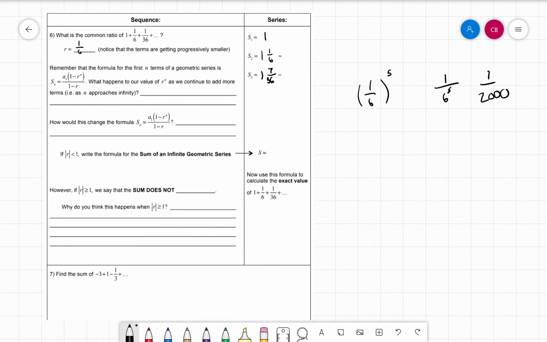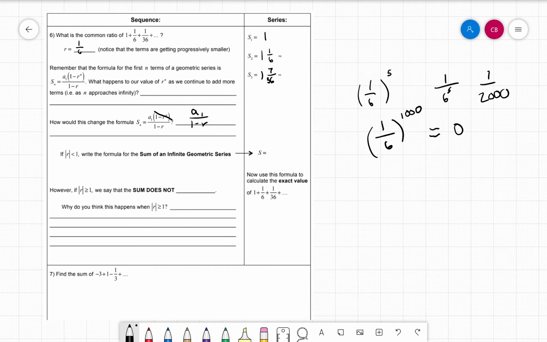But if you get even bigger and say we put 1 over 6 to the 1,000, which isn't even that big in terms of infinity, you can see that this is incredibly small. A calculator might not even be able to calculate that for you. And so this is very close to 0. This is about 0 being added. And so, how does this change our formula? Well, it makes this part irrelevant. So your formula just becomes a1 over 1 minus r.